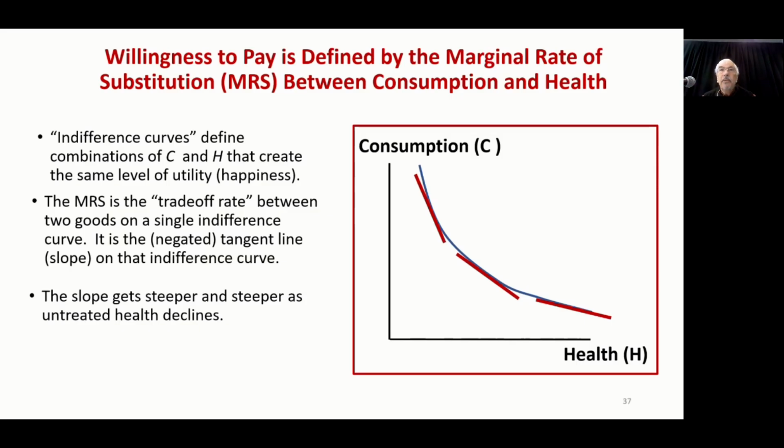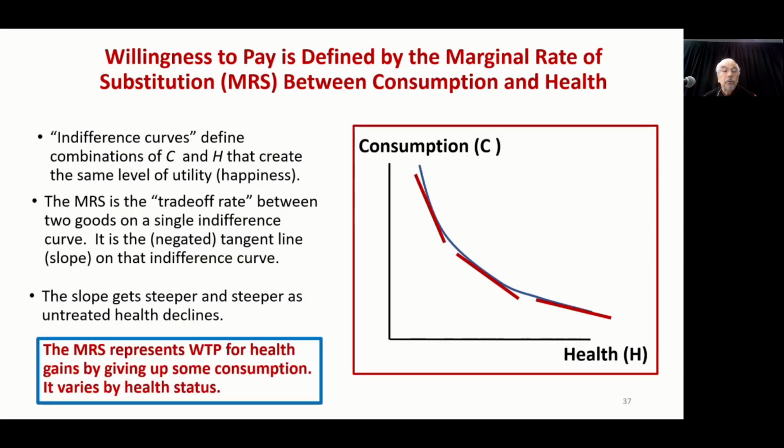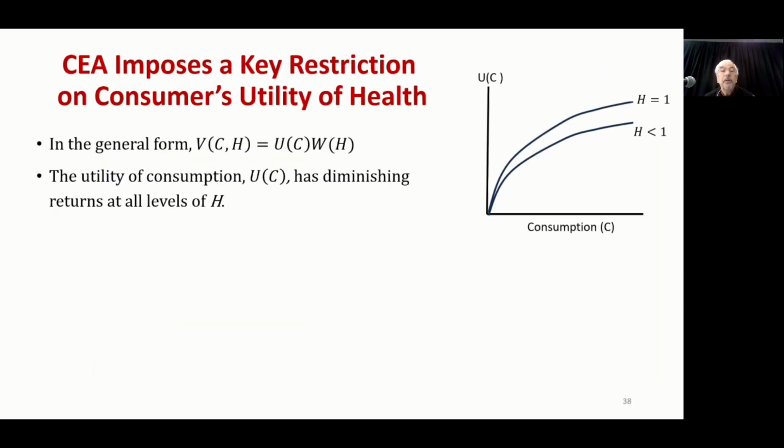And that's the fundamental message of GRACE that cost effectiveness analysis ignores: the willingness to pay changes with severity. And that's the reason for it. The marginal rate of substitution, the slope here, is the willingness to pay for health. That's the opportunity cost as you gain health by giving up consumption.